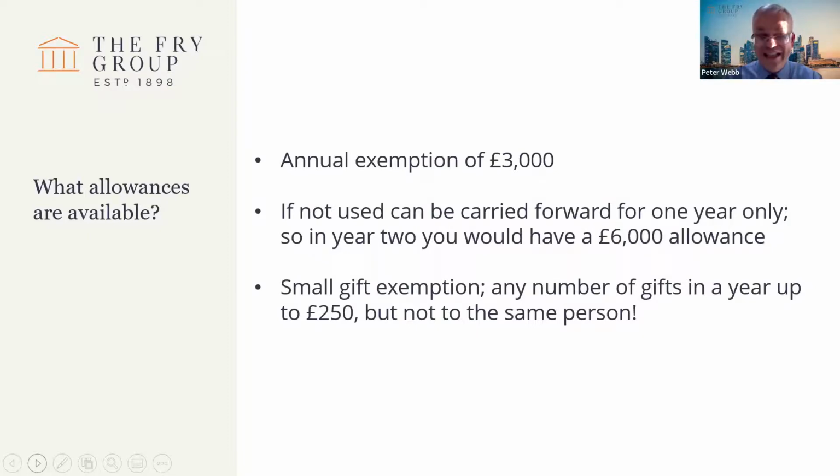You have an annual exemption for inheritance tax, £3,000. If you haven't used it in the previous year, your previous year's exemption is also available to you. So an amount that can be gifted, and you don't have to wait 7 years for that to be exempt from inheritance tax. You can only carry that allowance forward for 1 year. There's a small gift exemption, £250, for any number of gifts that you make in the year, but only if they're to different people. So you can't make £250 gifts to the same person and get that exemption.